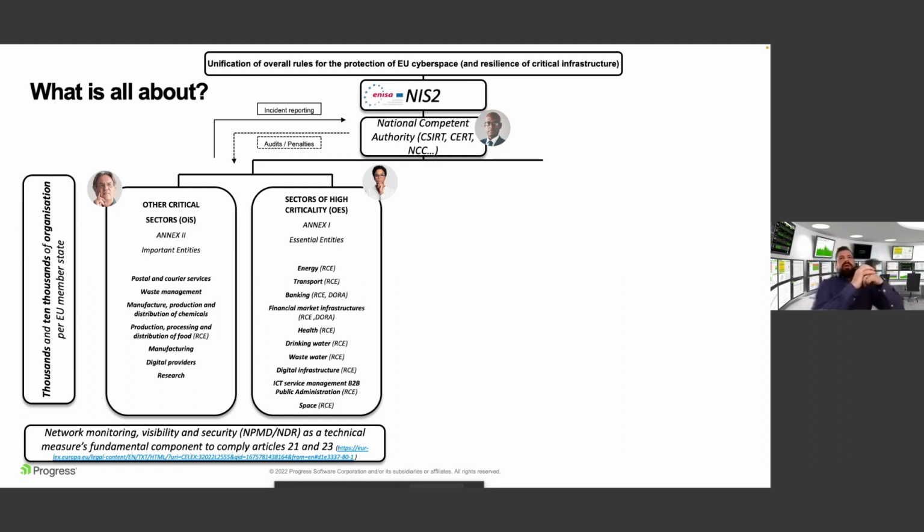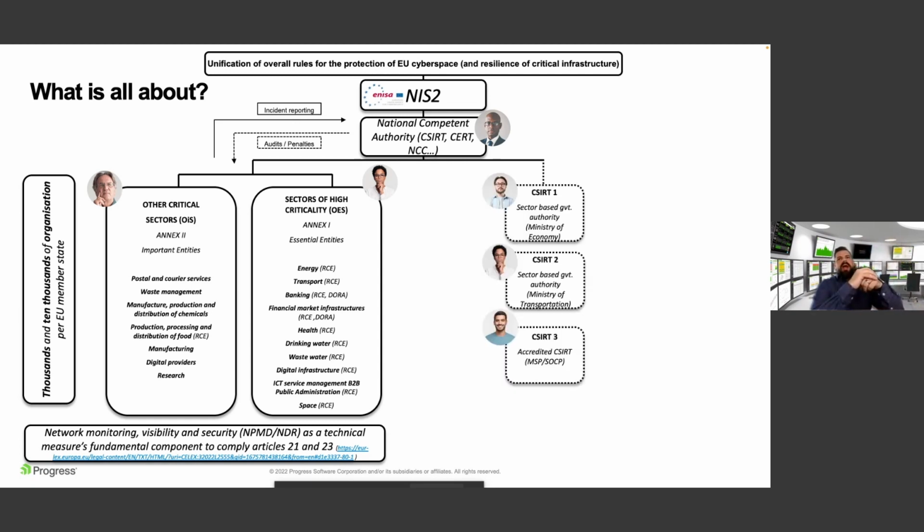And the national competent authority is allowed to conduct audits of these entities, and if there are any faults or missing measures in place, they are allowed to impose penalties on the entities, like fines and so on. This is about the essential and important entities.